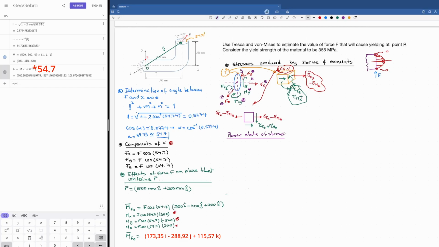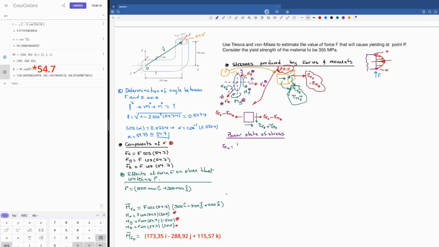Then if I have this planar state of stress, it means that I could calculate those stresses and then calculate the principal stresses according to them. So let's calculate each one of them. Let's start with this one.